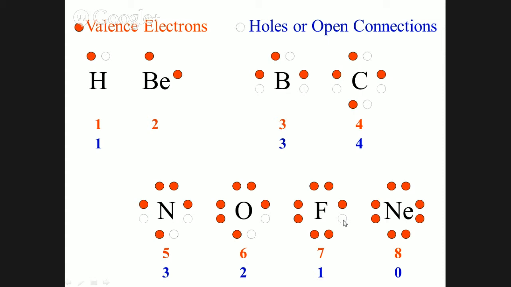Part of the point of paying attention to the holes is it tells you just how many bonds that atom can make. So the halogens and hydrogen can only bond once, because there's only 1 spot to share an electron. Oxygen can bond twice. Nitrogen can bond 3 times. Carbon can bond 4 times. The halogens only once.